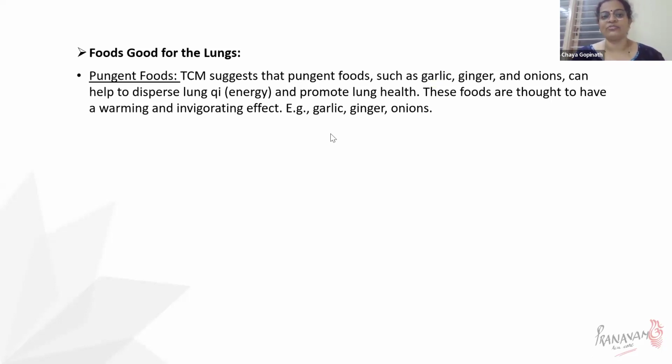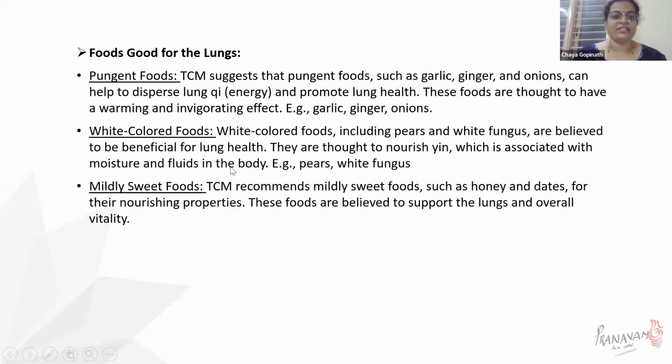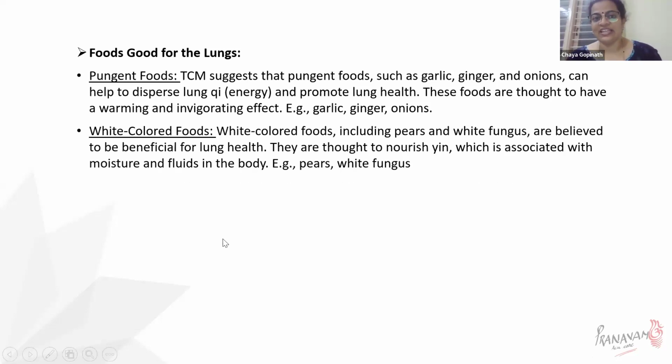So people who have dryness related issues, you can start having these kinds of foods. This is very good for your lung health. Next is white colored foods. Foods that are white in color are very good for your lung health. So have a lot of white colored foods. What are the white colored foods? You can include pears, white fungus.